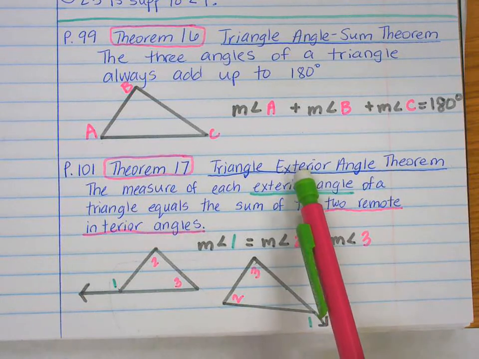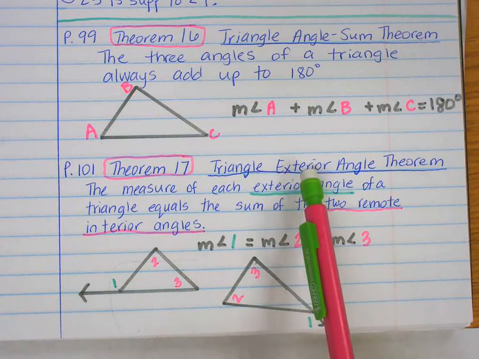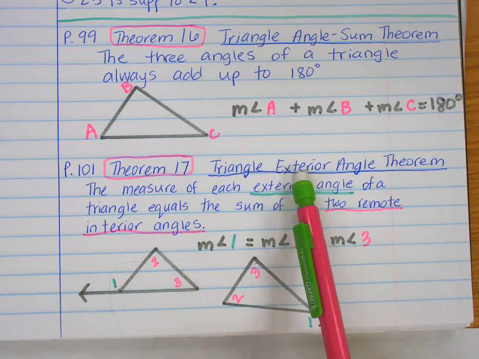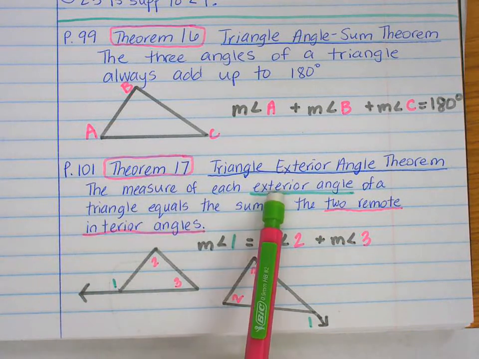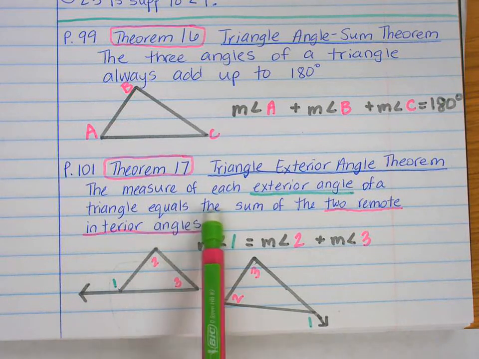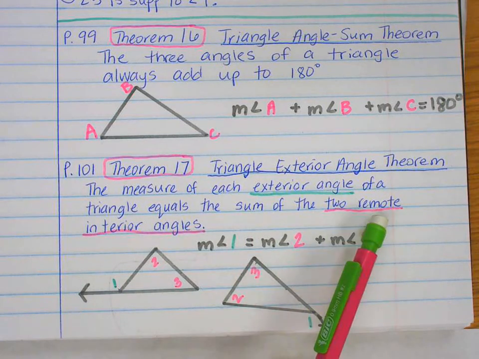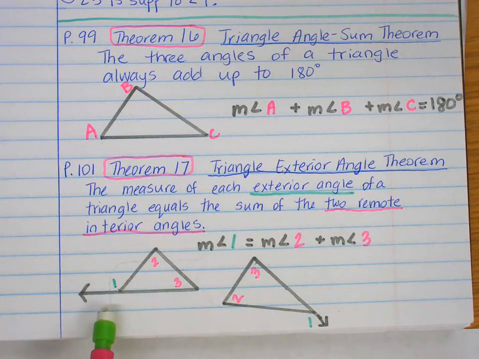Triangle exterior angle theorem. So with the triangle, we'll have an exterior angle, which means outside of the triangle. What it says is the measure of each exterior angle of a triangle equals the sum of the two remote interior angles. So I drew two triangles. I just drew them different ways so that you could see what this is.